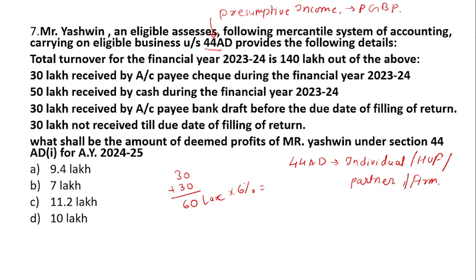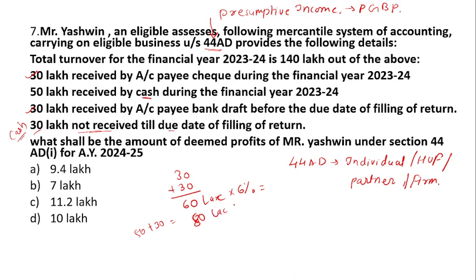And what is the remaining? This is done. Now the 50 lakh is received in cash, and 30 lakh is not received till the due date. So the 30 lakh is considered as cash, because it is not received yet till the due date of filing the return. So we will consider that this 30 lakh we will get in cash. So 50 lakh plus 30 lakh is equal to 80 lakh.